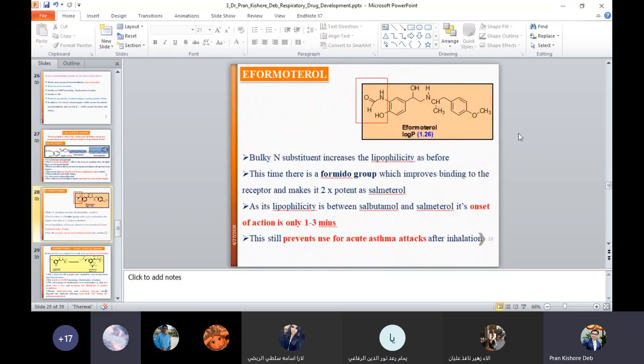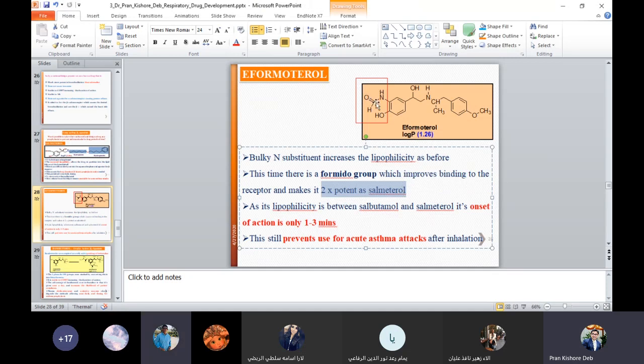Now, if you look at formoterol, what do you see in formoterol? Formamido group. Because of the formamido group, it further improves the hydrogen bonding with the receptor, and it is found to be 2 times more potent than salmeterol. The probability of hydrogen bonding formation is higher here, as the formamido group is stronger. And as the lipophilicity is between salbutamol and salmeterol, its onset of action is only 1 to 3 minutes.